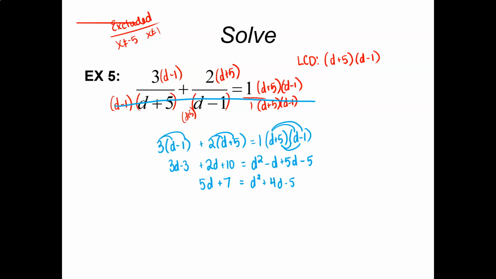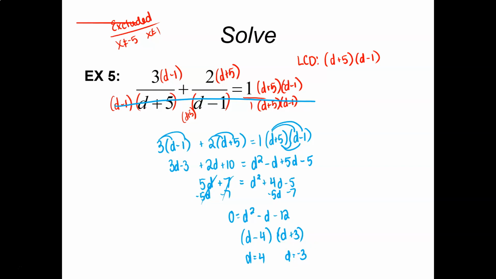Now, this one is a quadratic. What do we do when we want to solve a quadratic? Set it equal to 0. So I'm going to subtract this 5d right here to move it over to the other side, and subtract that 7 to move it over to the other side. So I get 0 equals d squared minus d minus 12. And this one will factor. I'm going to have d minus 4, d plus 3. And so d equals 4 and d equals negative 3.